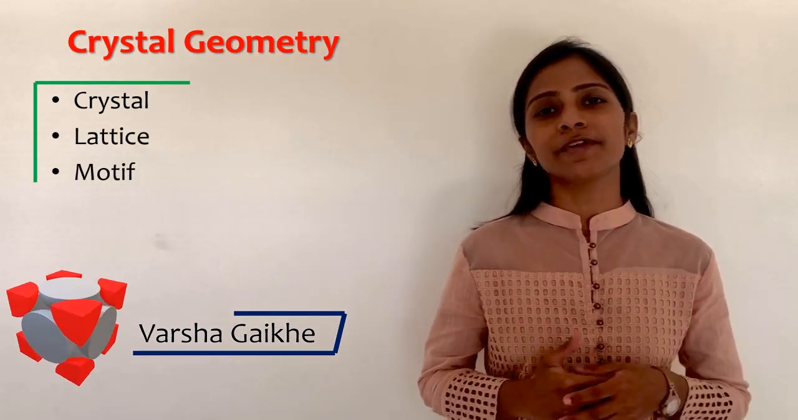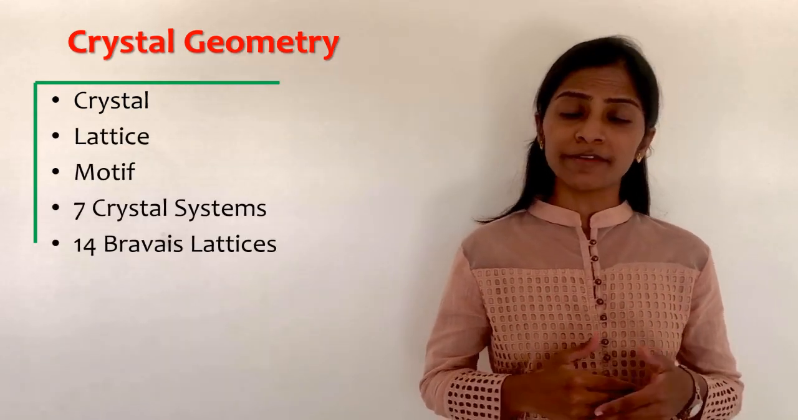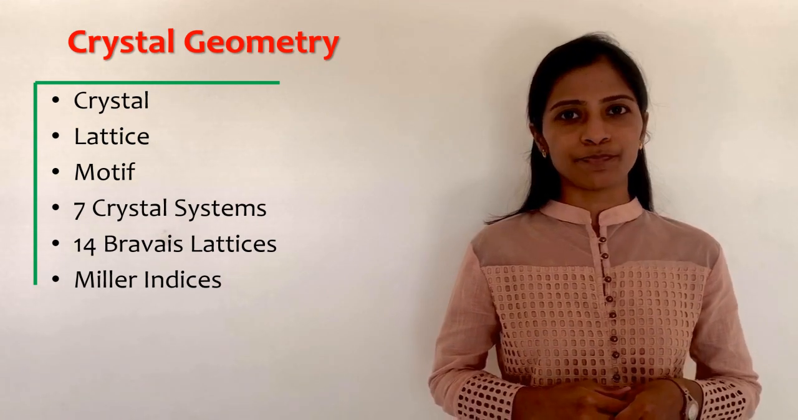In this section, I am going to discuss the fundamental concept of crystal geometry. I have divided this topic into several subtopics such as crystal, lattice, motif, 7 crystal systems, 14 Bravais lattices, and Miller indices. I will begin with the crystal and lattice. These two are related concepts, but very often we may feel confused if the distinction is not made clear. So I will spend some time to have a very clear distinction between crystal and lattice.